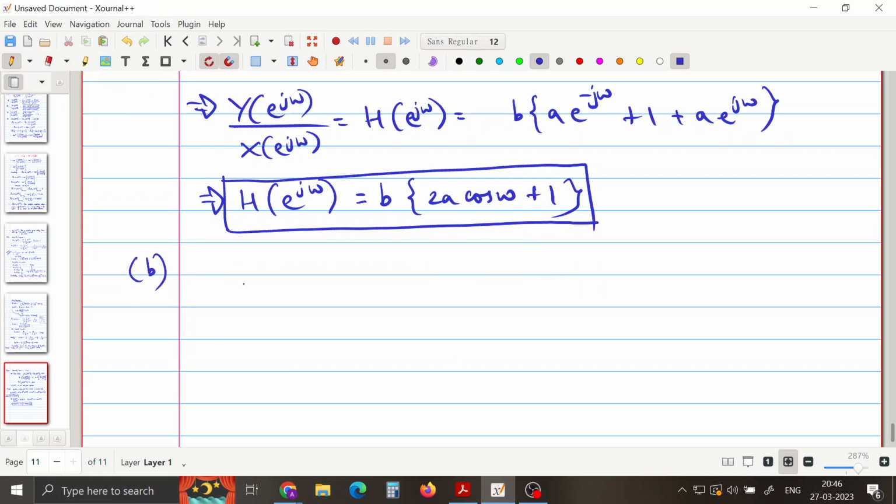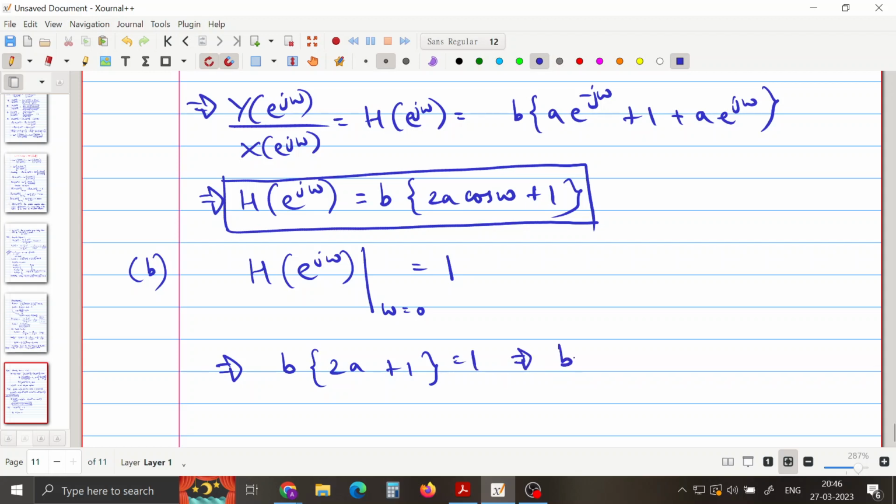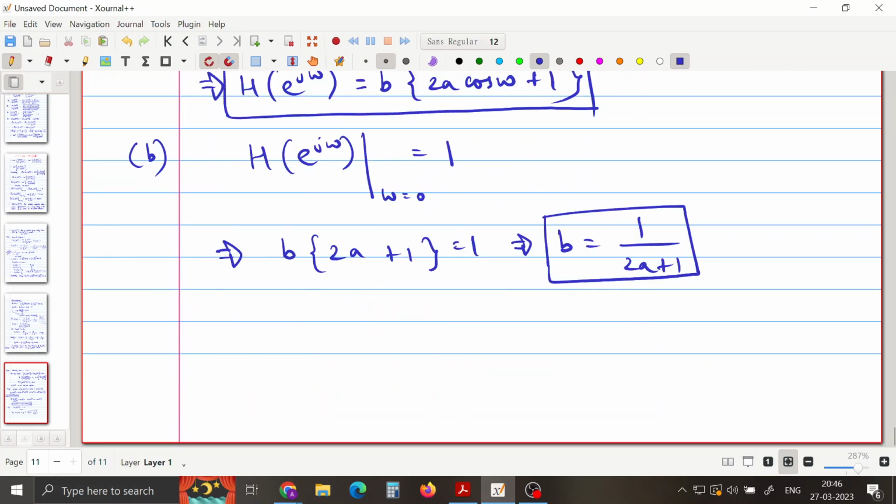So basically what we are given is this: at omega equals 0 is unity gain. So just put this, so b times 2a cos 0 is 1, cos 0 is 1, so b is nothing but 1 by 2a plus 1. Great.